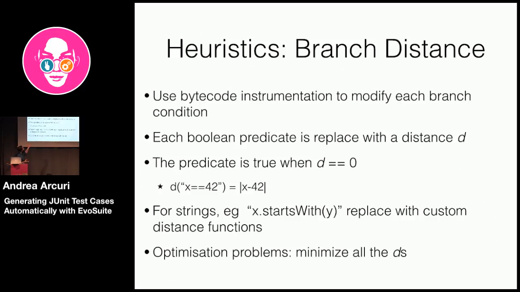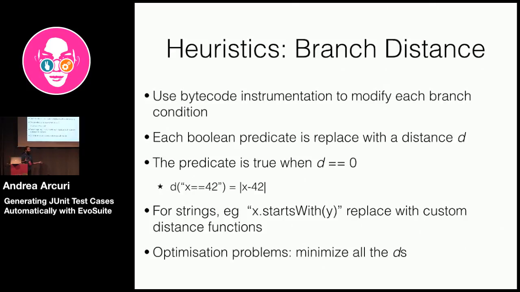So in this particular case, I just take the modulus of the difference between the two values, x minus 42. And I try to minimize that distance, because when that distance is 0, then it means I've solved the constraint. And as I say, it's not only for integers. You can also have it for all kinds of methods on strings. There are a lot of methods on strings that are Boolean, like, for example, startsWith, and you can define all kinds of heuristics, pattern matching, and so on, to try to define a meaningful distance between two values.